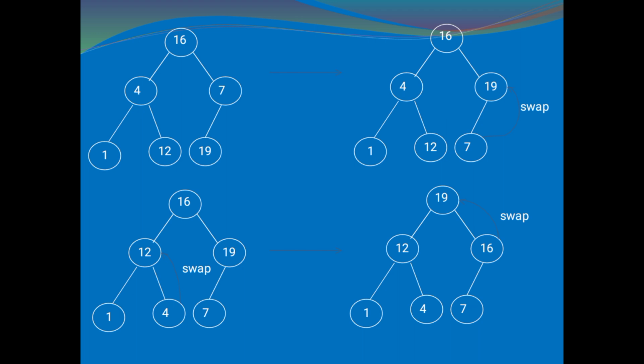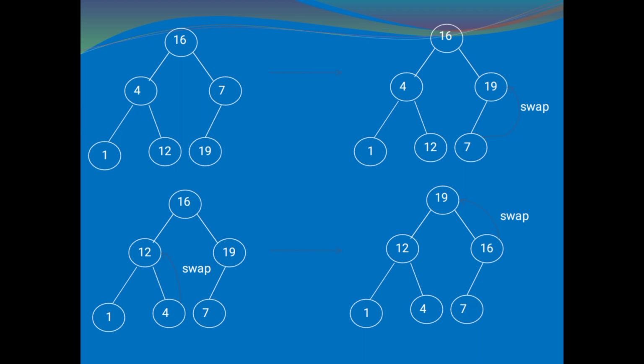Now compare 19 with 7. 19 is the child and 7 is the parent. After comparing, the child should be smaller than the parent, so I perform the swapping. After swapping, my figure looks like figure 2. See the second figure, 7 and 19 are swapped: 16, 4, 19, 1, 12 and 7. After this, go to the next.